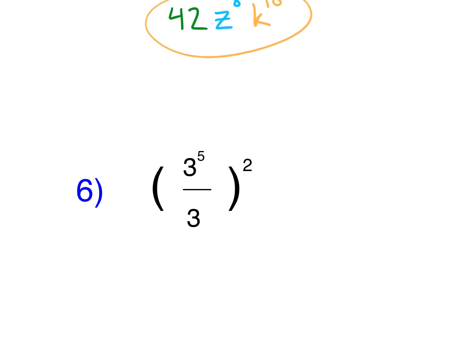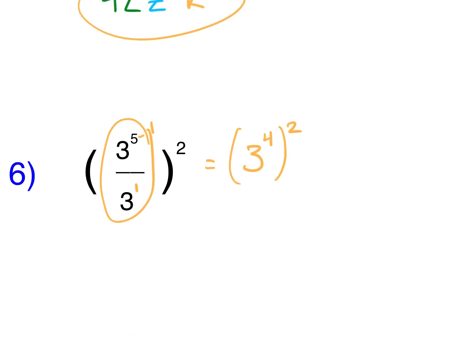For 6, let's simplify the inside first. What's the exponent on the 3 in the bottom? 1. And how would I combine these together? 5 minus 1. We subtract the exponent, so we'd have 3 to the 4th power. And then 3 to the 4th power is still squared. We still have that exponent on the outside. What do we do when we have a power raised to a power? Multiply. So this would be 3 to the 8th power.